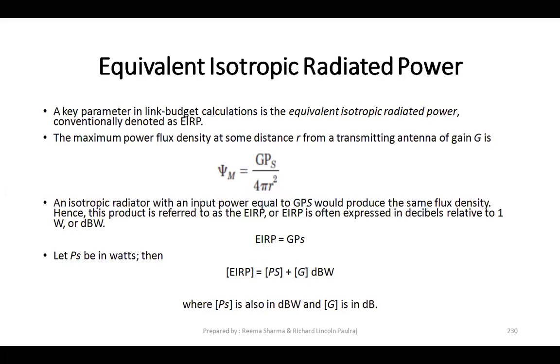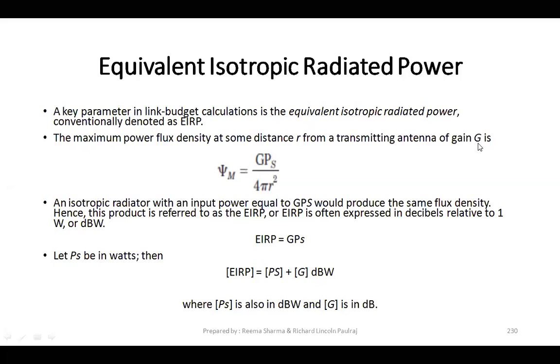Right. So another important concept that we will be looking into here is your EIRP, also called equivalent isotropic radiated power. I think you would have seen these concepts in your wireless communication labs as well, wherein we discuss this extensively in your algorithms and path loss experiments. It can be your Okumura or your Hata model. A key parameter in link budget calculations is EIRP. The maximum flux density, now what is psi m? Psi m is nothing but G Ps divided by 4 pi r square.